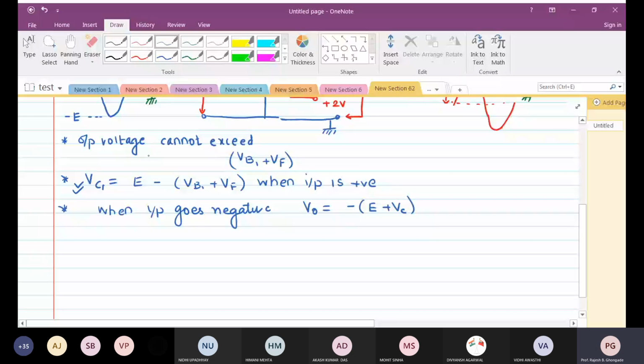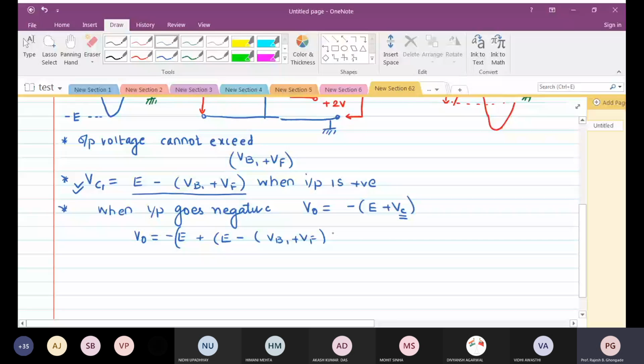So then what is the output voltage? We already have evaluated VC. So if you put it in this equation, it becomes minus E plus, what is the value of VC? It is this. So you have E minus (VB1 plus VF). Look at the number of brackets over there.